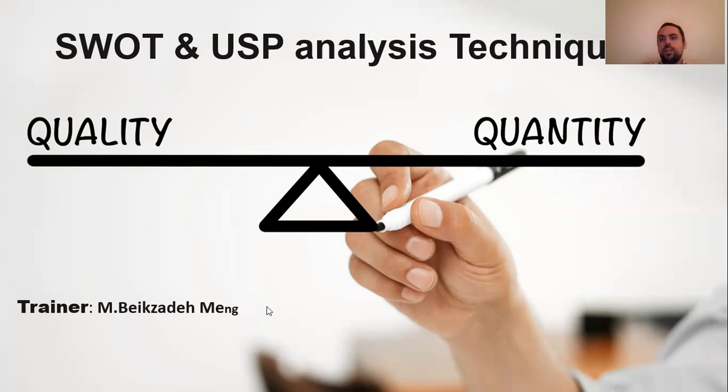They help to complete SWOT analysis. I should mention that SWOT and USP analysis are techniques which play an essential role in risk management and quality management systems. So at first, I will explain about the SWOT, and after that multi-voting, and at the end about the USP analysis technique.